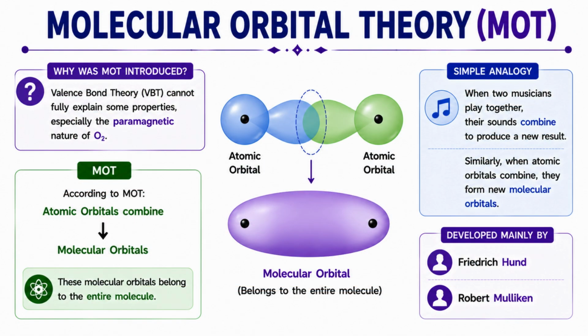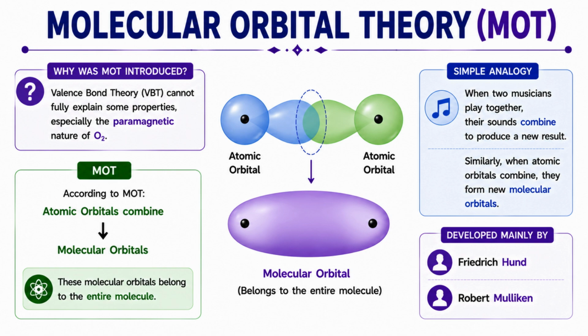What is molecular orbital theory? Molecular orbital theory was developed mainly by Friedrich Hund and Robert Mulliken. According to MOT, when two atoms combine, their atomic orbitals do not simply remain separate. Instead, they combine to form new orbitals called molecular orbitals.